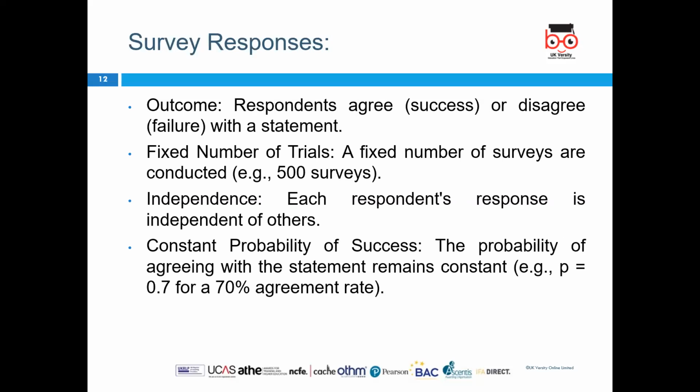Then we have survey responses. Respondents agree or disagree with a statement. Again, the characteristic of a fixed number of trials needs to be assessed. For example, the sample size is 500. Then you have independence: each respondent's response is independent of others. And then you have a constant probability of success. For example, you have a 30% disagreement rate and a 70% agreement rate. So the probability of agreeing with the statement remains constant. Although survey responses may not be strictly considered binomial, it can still be considered as an example.